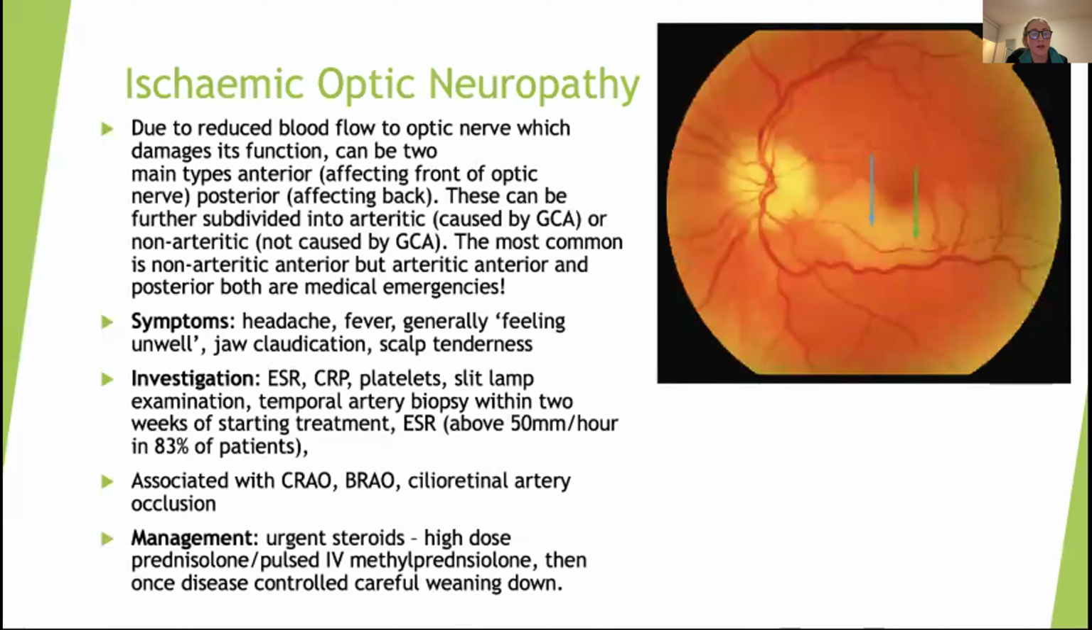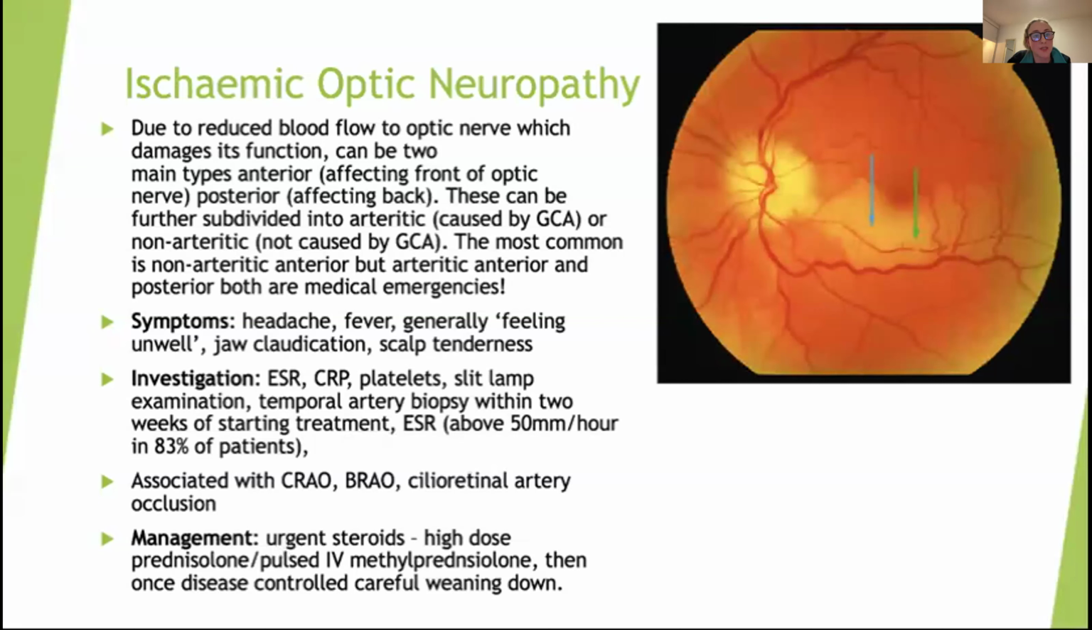Okay, so the next big one is ischemic optic neuropathy. And this is when you get poor blood flow to the optic nerve rather than a blockage of the artery. And there's two main types. You can either get the anterior or posterior, but more importantly, you can get arteritic causes, which are caused by GCA, or non-arteritic. Most common is non-arteritic anterior, but they're all medical emergencies.